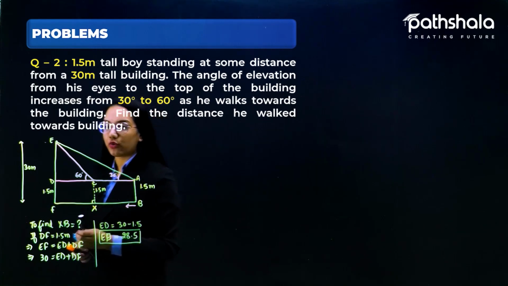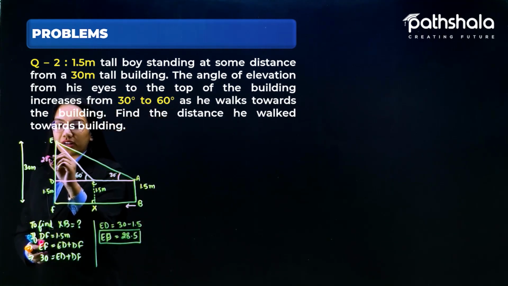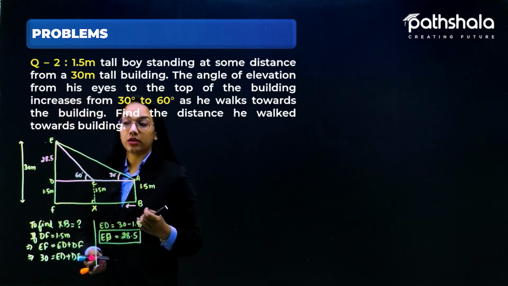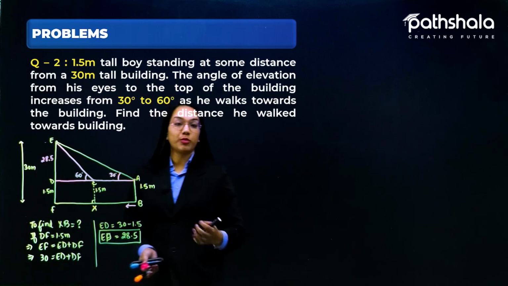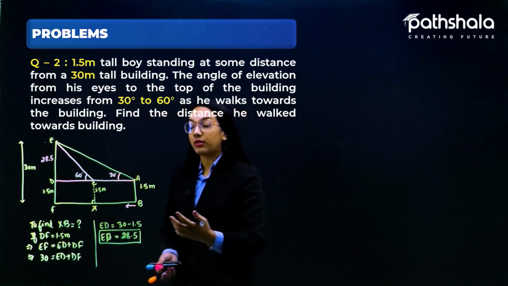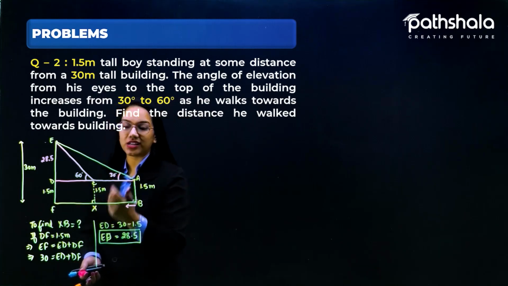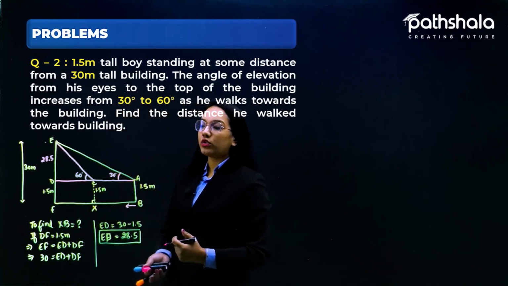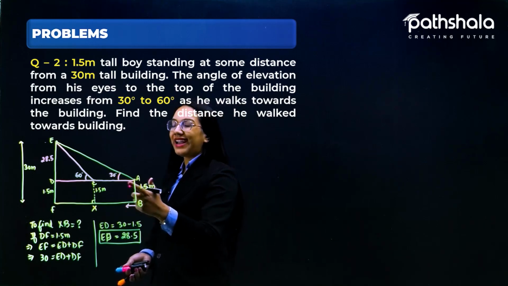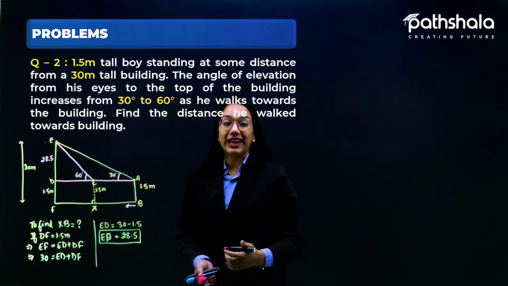So this is 28.5, which is really important information for us, because AD is 28.5, and after using this we will calculate the values of CD and AC as well. Now let's talk about how we can calculate the total AD.